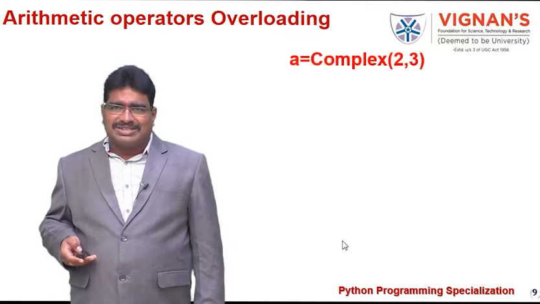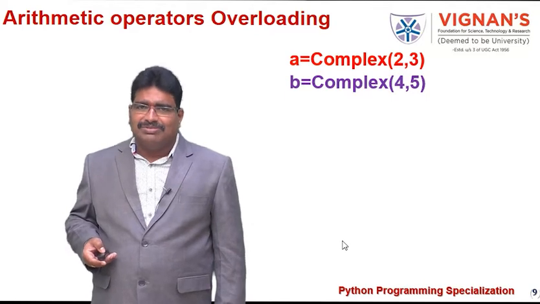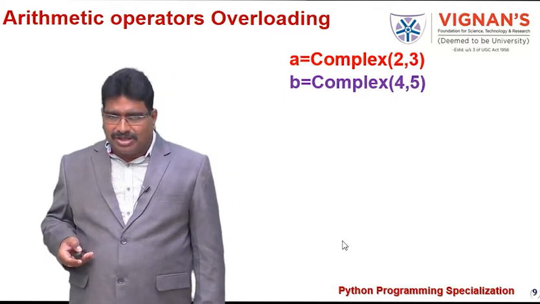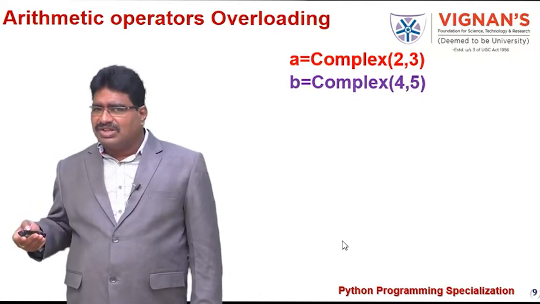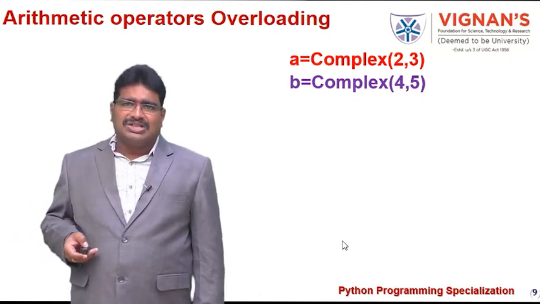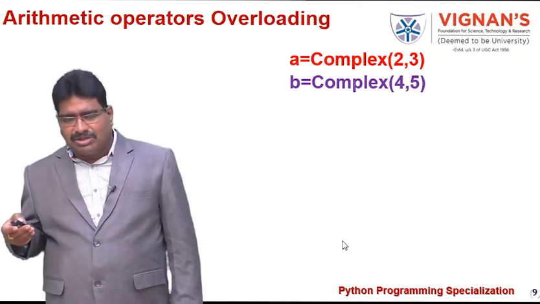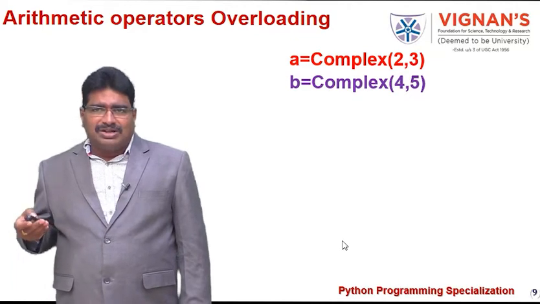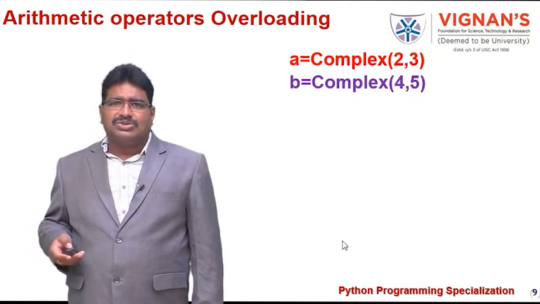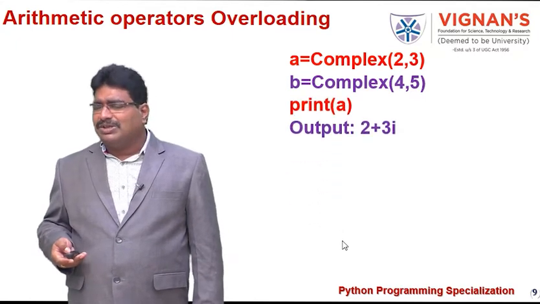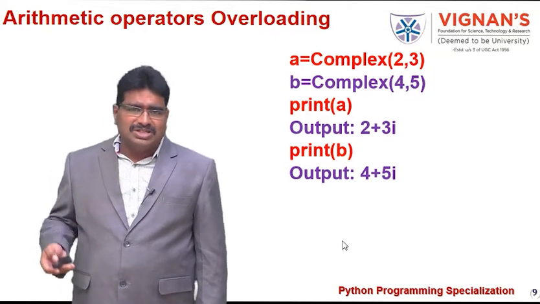Now we discuss an example. Here we use A is equal to complex of 2, 3. Now A is a complex object whose real value is 2 and imaginary value is 3. The second statement is B is equal to complex of 4, 5. Now B is a complex class object, and B dot real has 4 and B dot imaginary has 5. In the next statements, print A displays 2 plus 3i, and print B displays 4 plus 5i.